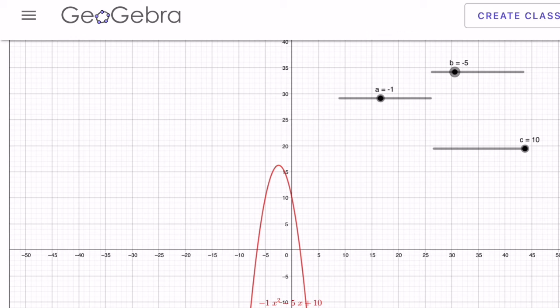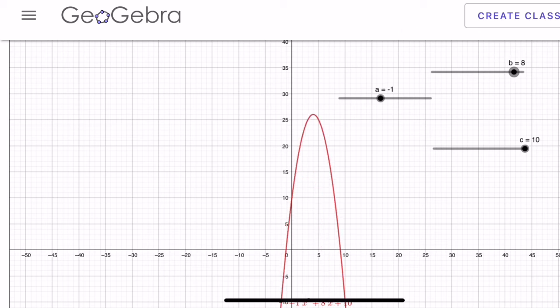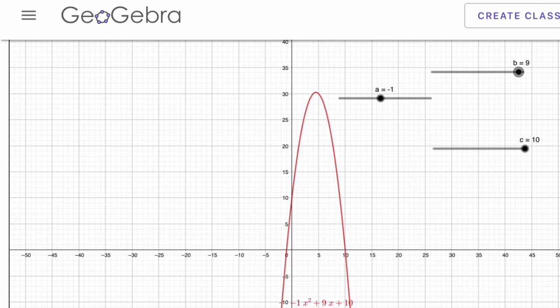Let's see. I'm going to change B. I want to make B more than 0, which is 1, 2, 3. The vertex will go to the right of the y-axis. This is meant for A less than 0. If A is more than 0, it will be different. For A less than 0, when B is more than 0, the vertex is on the right side of the y-axis.